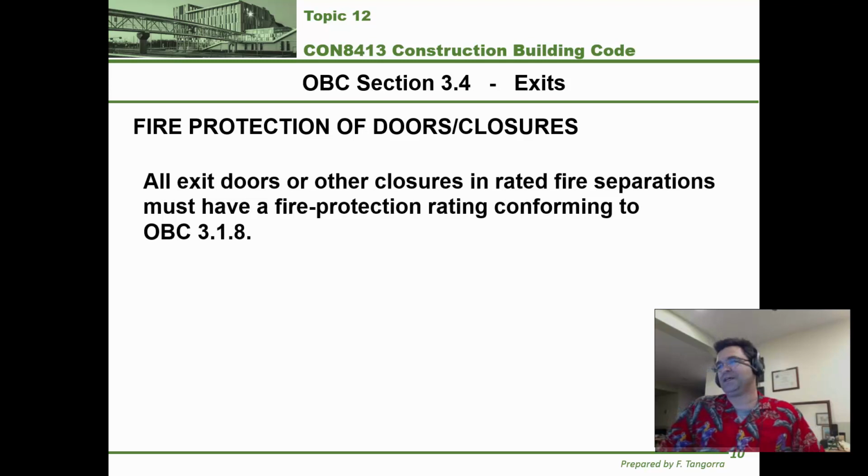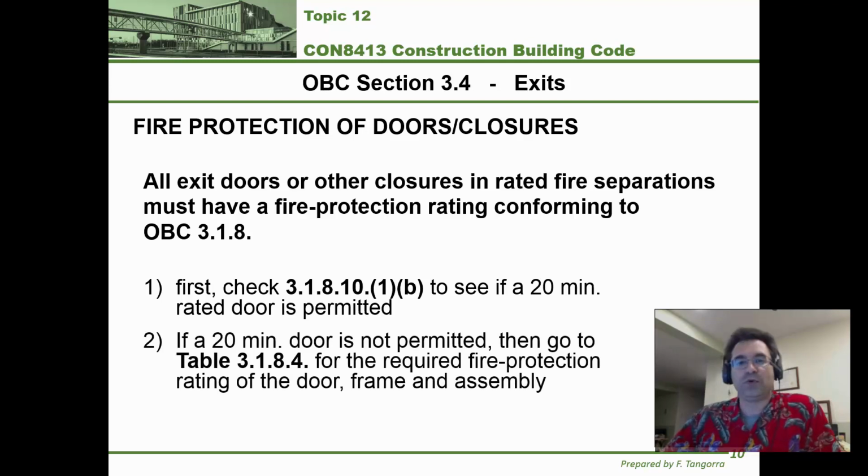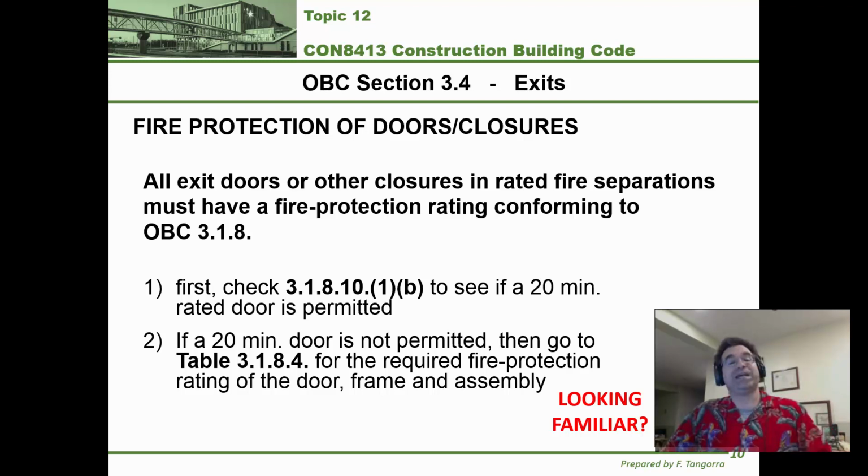Okay? All right. When it comes to exit also, just like we saw for topic 11, all exit doors and enclosures must have a fire protection rating that is rated in accordance with subsection 3.1.8. So first, basically, what this subsection says is you have to check to see if that closure is allowed to be a 20-minute closure. If it's not, then you must go to table 3.1.8.4. Is this looking familiar? It should, because we did the exact same thing, and it's done exactly the same as in topic 11. I'm not going to cover this in more detail, so if it doesn't really make sense to you, do topic 11.